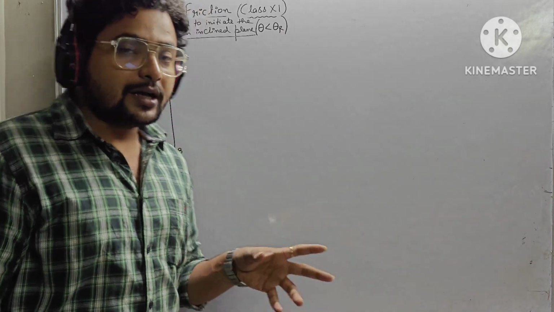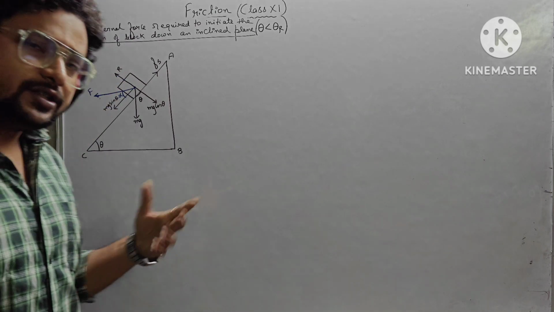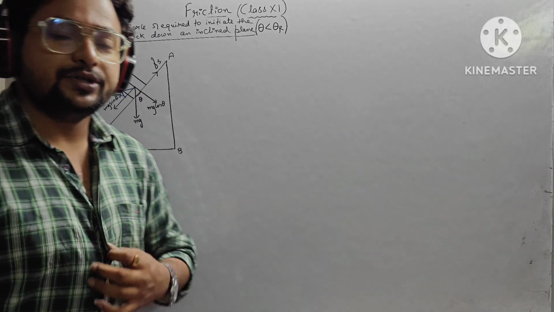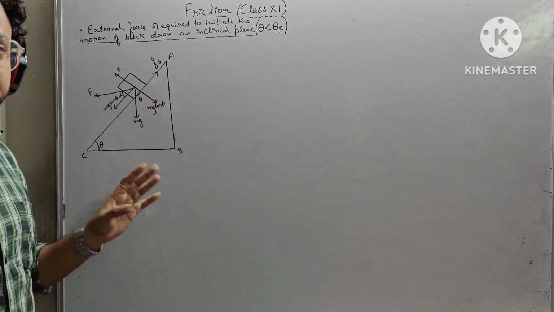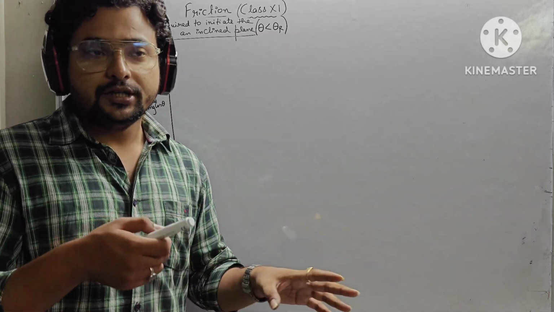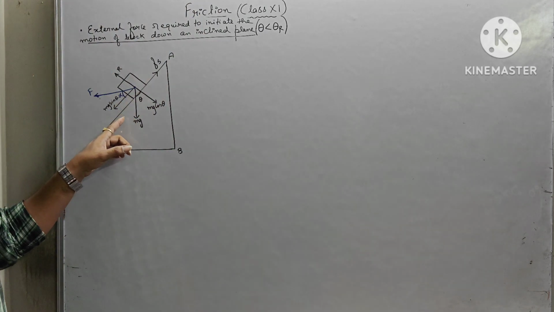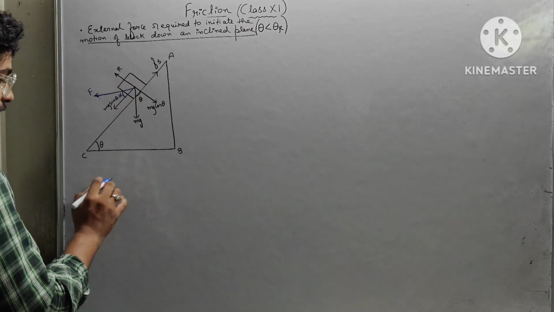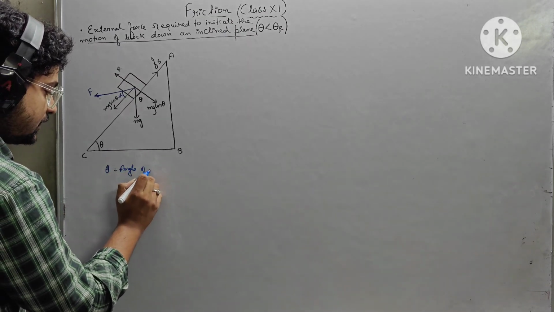Now if you ask, sir, why are you pulling the block at an angle? You can pull the block in this direction also. Yes, obviously I can pull the block along this direction also. In that case, alpha is going to be 0. But over here I am considering that I am pulling the block with a particular force which is acting at an angle alpha with the plane of the incline. So over here you see there are two angles. Theta is equal to the angle of inclination.